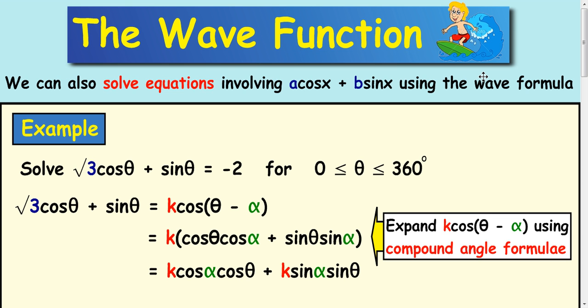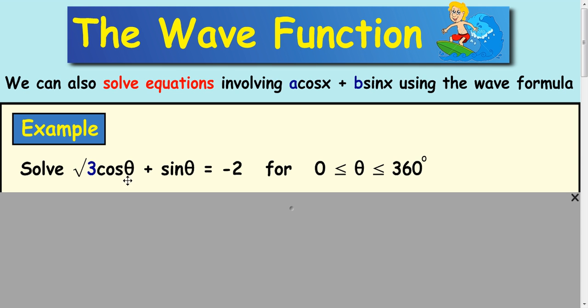In this lesson, we're going to look at how to solve an equation using the wave function. So firstly, the question is really this. Solve root 3 cos theta plus sine theta equals negative 2 for theta between 0 and 360 degrees.